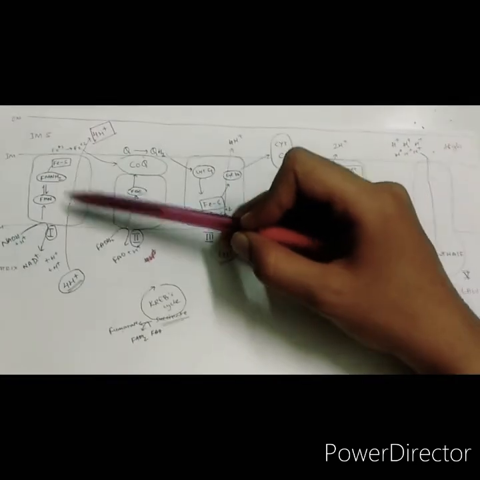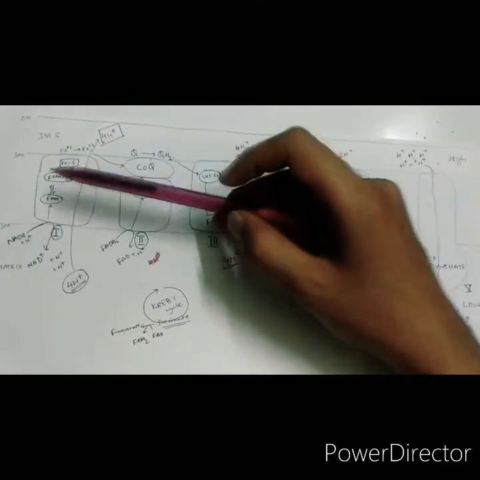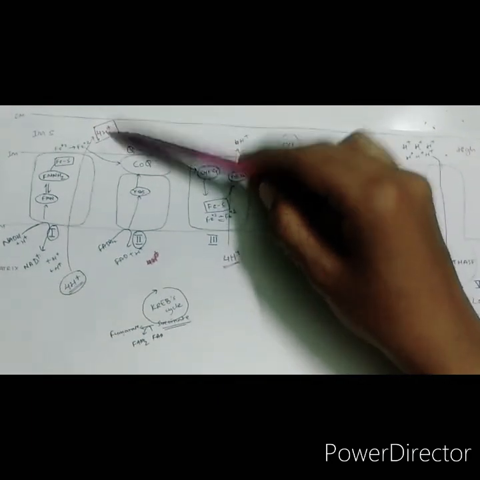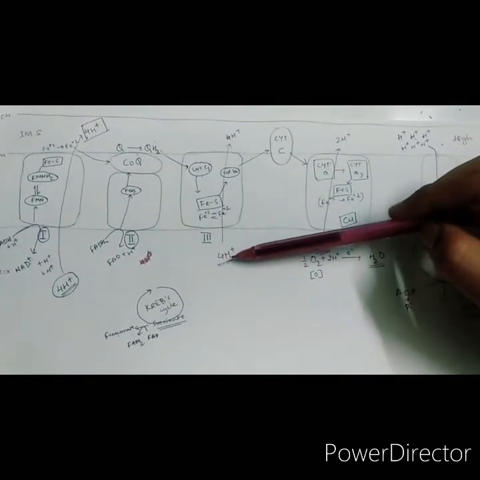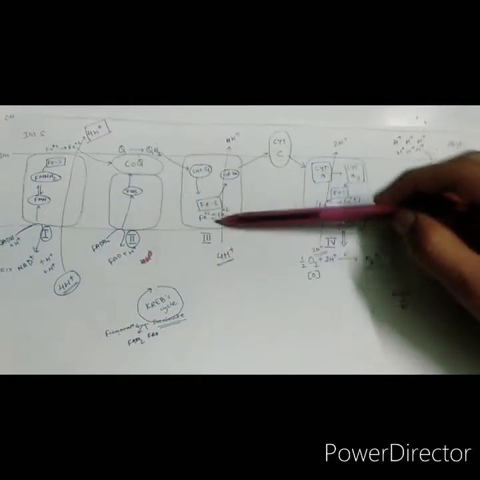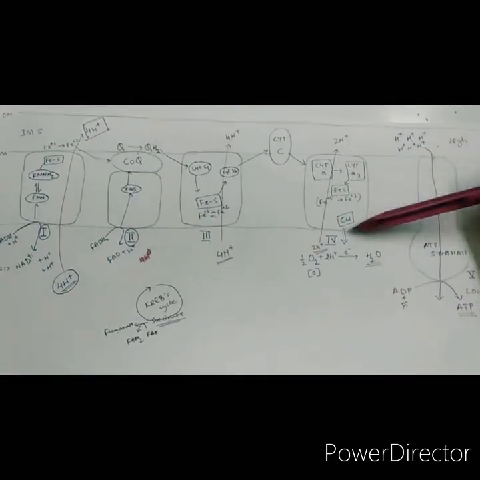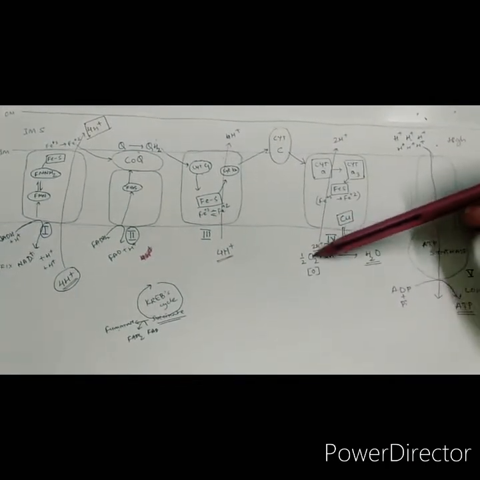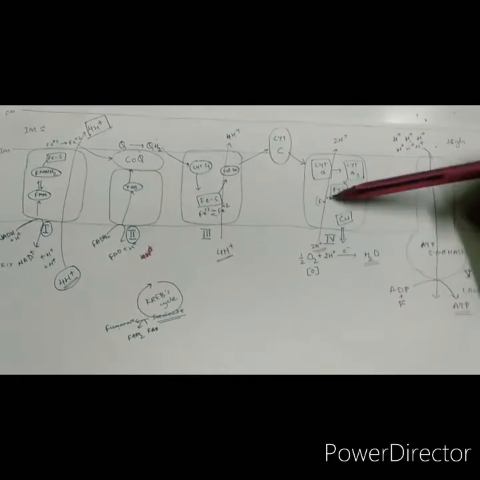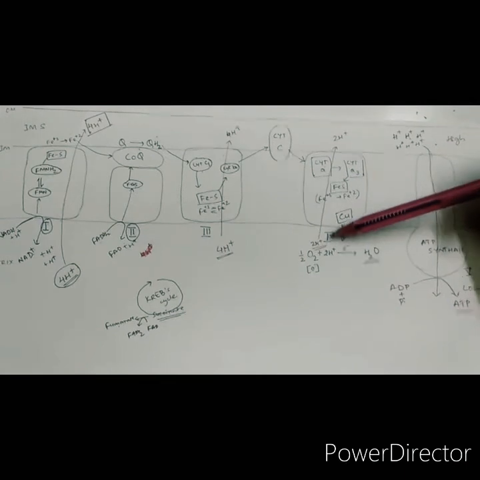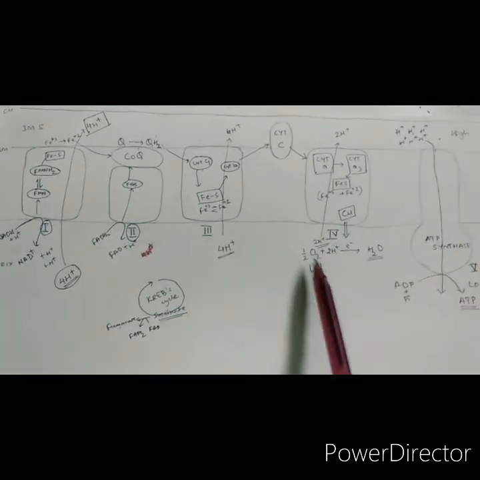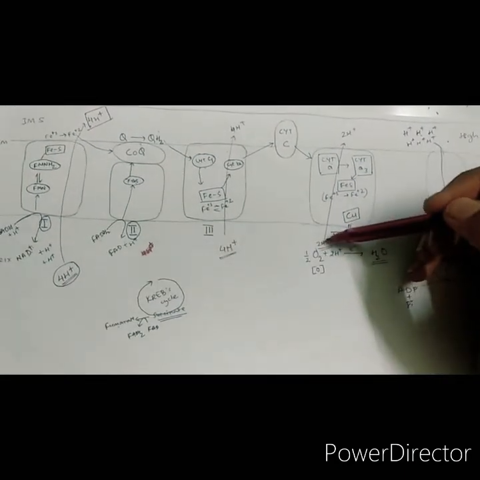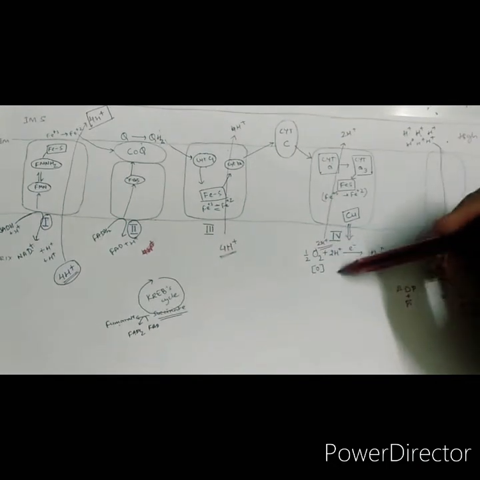From complex 1, whatever energy is being produced during these redox reactions helps in pumping of 4 hydrogen ions from the matrix to the intermembrane space. From complex 3, again there is pumping of 4 hydrogen ions because of generation of energy, and from complex 4, whatever energy is generated during the redox reaction helps in pumping of only 2 hydrogens, because the energy is also utilized for reduction of oxygen to water, utilizing 2 hydrogen ions, and the remaining energy is utilized for pumping of 2 hydrogens from matrix to the intermembrane space.